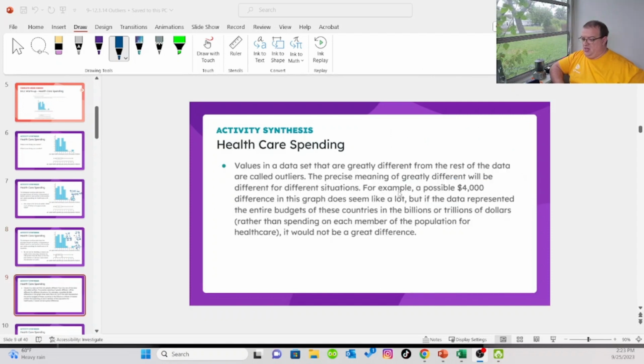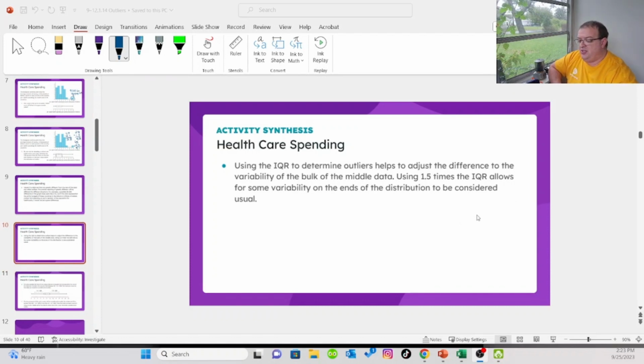Okay. So now to synthesize this activity, it says values in a data set that are greatly different from the rest of the data are called outliers. The precise meaning of greatly different will be different for different situations. For example, a possible $4,000 difference in this graph does seem like a lot, but if the data represented the entire budgets of these countries in the billions or trillions of dollars, rather than spending on each member of the population for healthcare, it would not be a great difference.